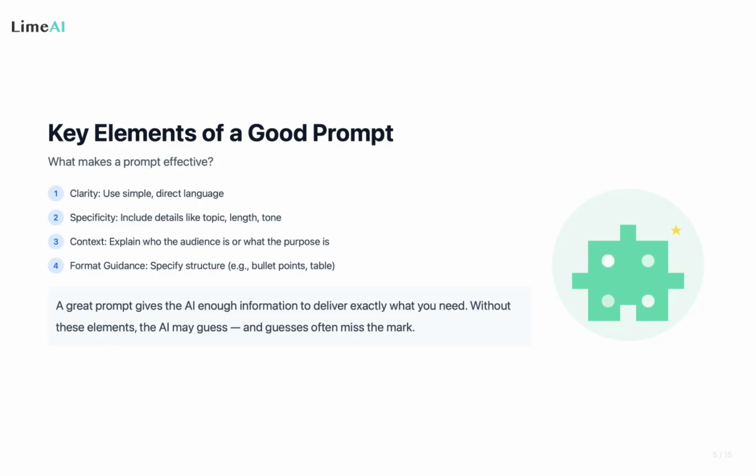Let's look at an example. A weak prompt says, summarize this article. That's too vague. A strong version says, summarize this 800-word article on climate change in 3 bullet points for a middle school audience. See the difference? The strong prompt includes topic, length, format, and audience. These details help the AI deliver a response that's actually useful. In the next section, we'll see how small changes like these can dramatically improve your results.